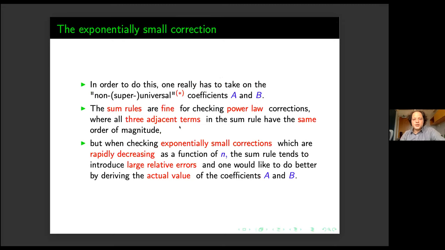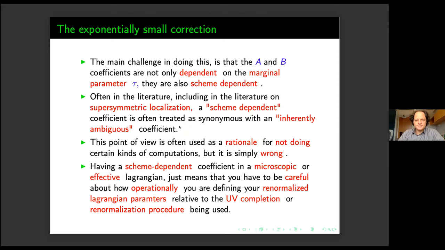So in order to do this, one really has to take on the non-universal coefficients A and B. So the sum rules, basically, to get good enough accuracy, the double differences sort of spoil the accuracy. So the first thing we wanted to do was to pin down A and B as functions of the coupling. So this is a little bit technical. I'm not going to dwell too much on it, but if people would like to come back more to it in the Q&A, I'm happy to do that.